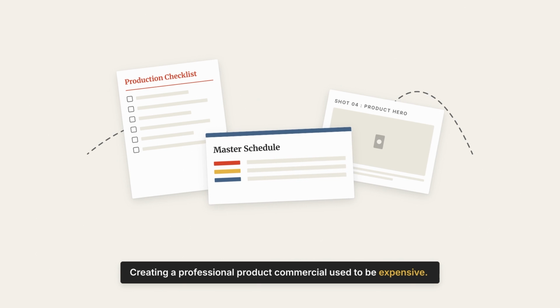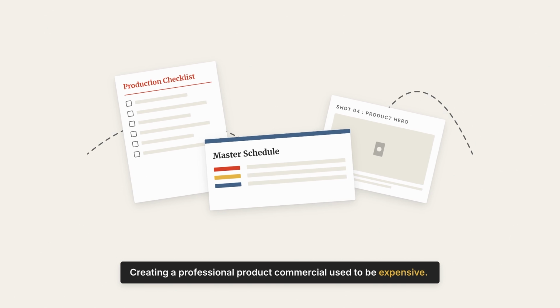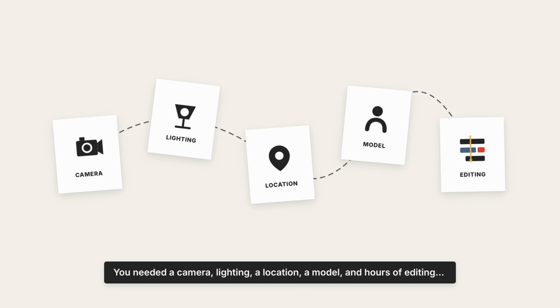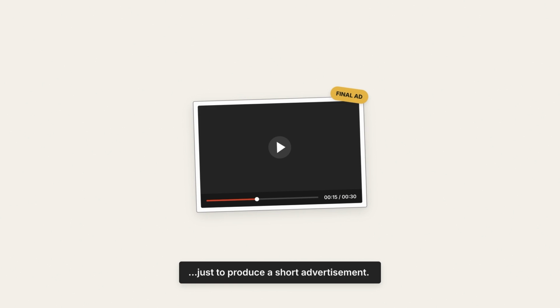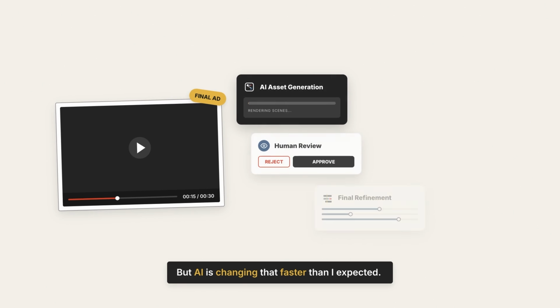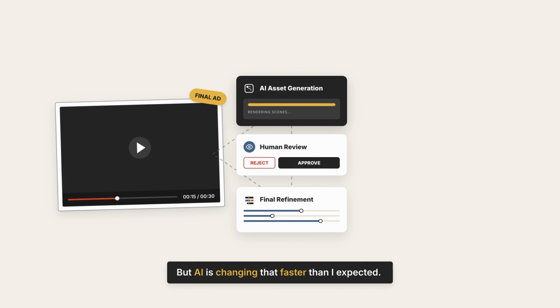Creating a professional product commercial used to be expensive. You needed a camera, lighting, a location, a model, and hours of editing just to produce a short advertisement. But AI is changing that faster than I expected.